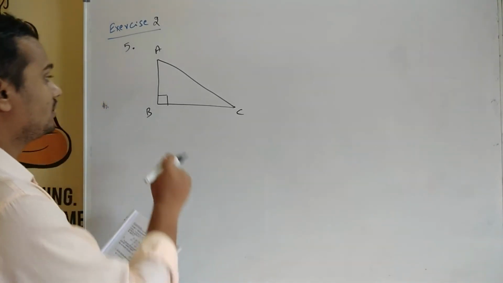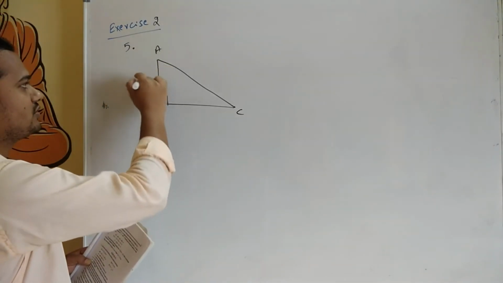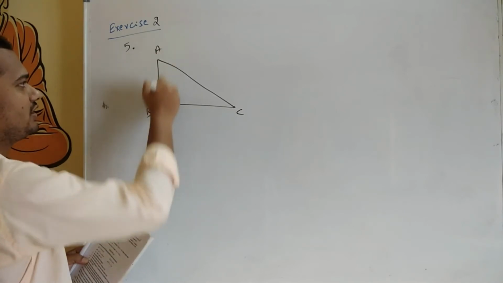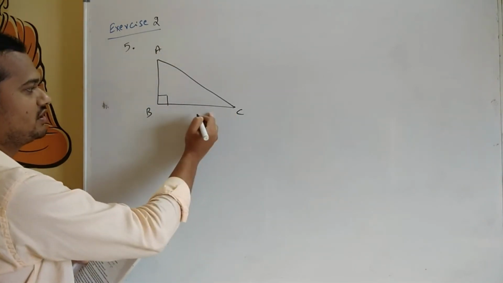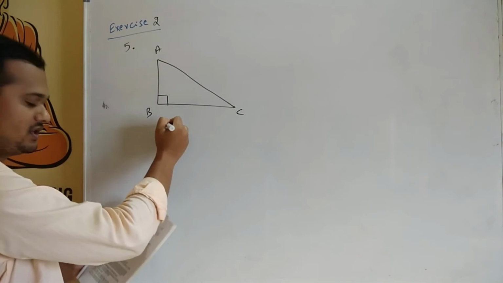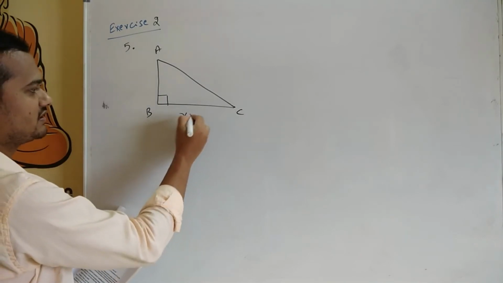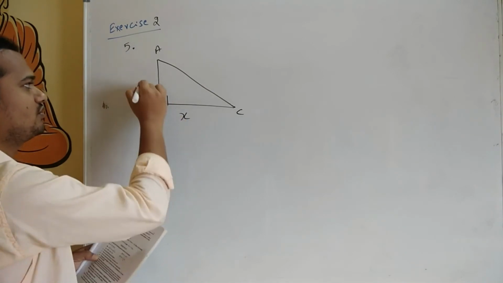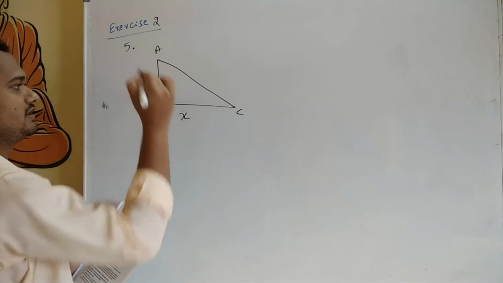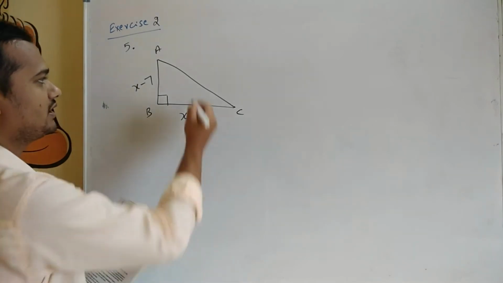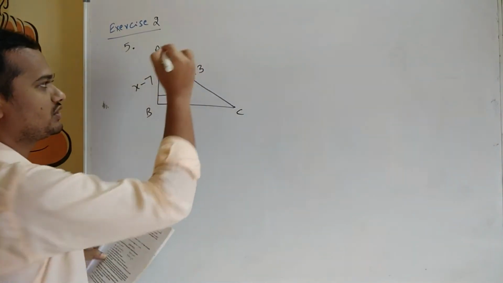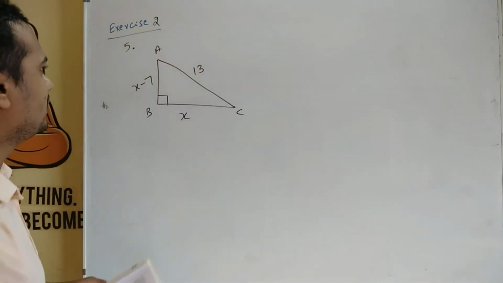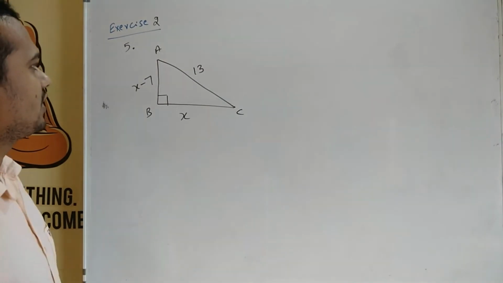Okay. So relation between altitude and base. This AB is the altitude, and then BC is the base. So the relation between these two is given. That is, if I take the base as x, then the altitude is 7 cm less than x. So this will be x minus 7, right? And what else is given? Hypotenuse is equal to 30, right? So, okay, this is the given problem.